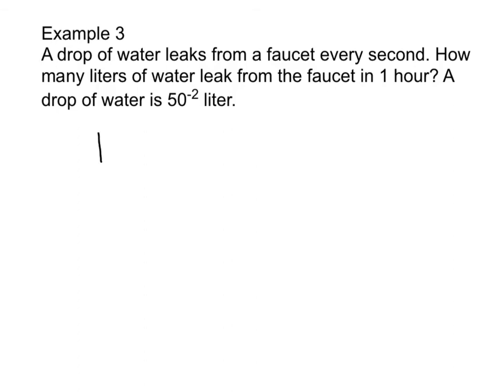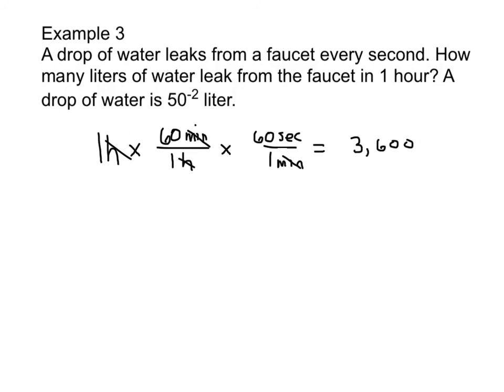So if we have 1 hour, we know that there are 60 minutes in 1 hour. We also know that there are 60 seconds in 1 minute. Hours cancel, minutes cancel. So that gives me 60 times 60, which is 3,600 seconds, which would be in an hour.